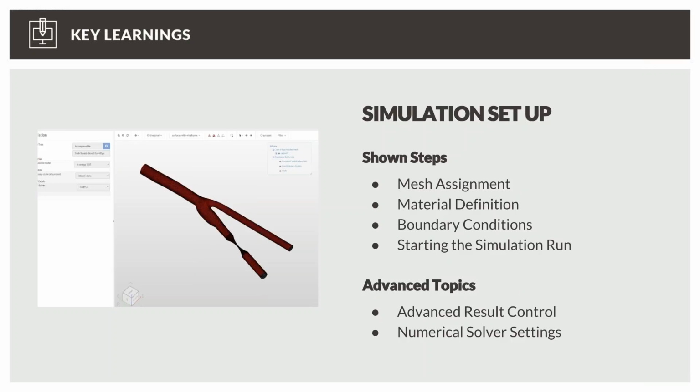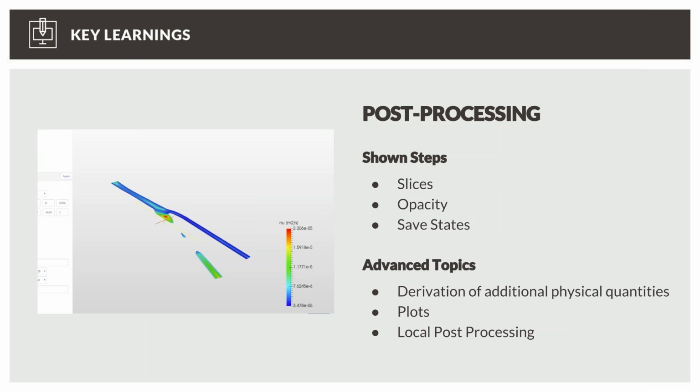Then we did the simulation setup. We assigned the mesh. We defined the material as blood. We used a specific model to do the blood, since we know that it's not a Newtonian fluid. We set up our boundary conditions. Our inlet was a pressure boundary condition, and our outlet was also a pressure boundary condition. And then we ran the simulation. And finally, we went through the post-processing steps. I showed you some things with the slices, the opacity, and we looked at velocity and nu for viscosity, and saw that there were major differences between the blocked artery and the healthy artery.